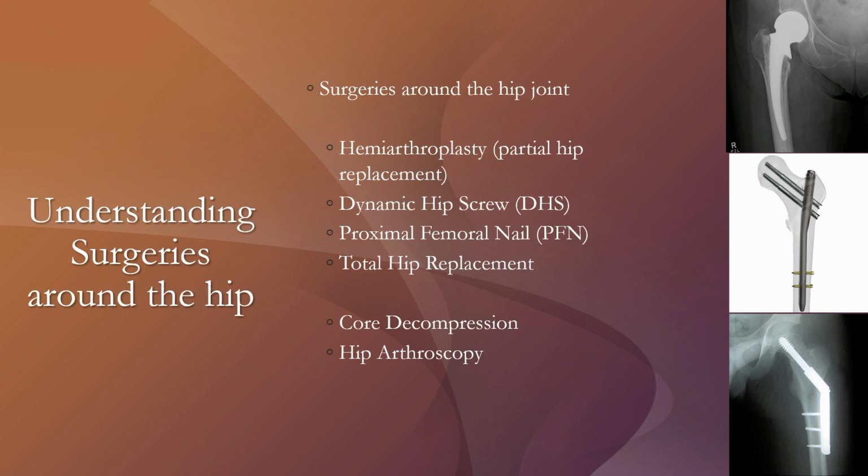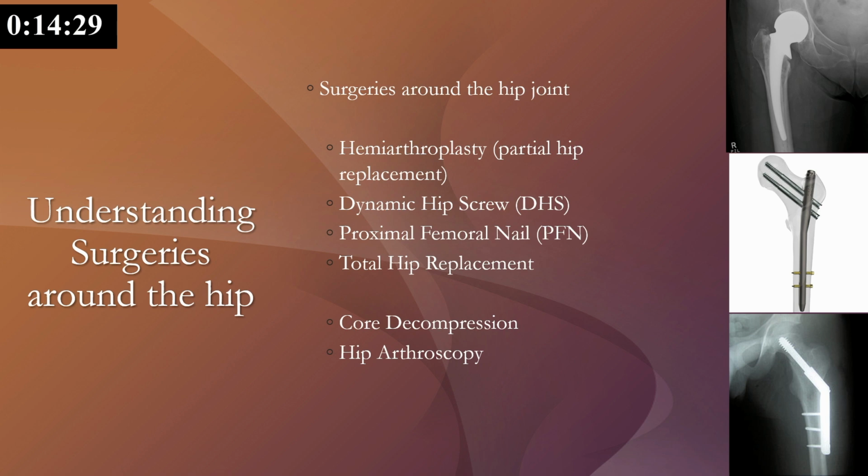So when we say hip fracture or surgery around the hip, it's a very vague term, and in this day and age, I think we should be very precise about what we're trying to address. There are various kinds of hip surgeries that happen around the hip joint. You've all heard of hemiarthroplasty or partial hip replacement. Usually this is done for surgeries that involve fractures around the neck of the femur. You've heard of dynamic hip screws and proximal femoral nails. These are surgeries done for fractures around the trochanter and a little lower down on the upper shaft of the femur. And then you've heard of hip replacements.